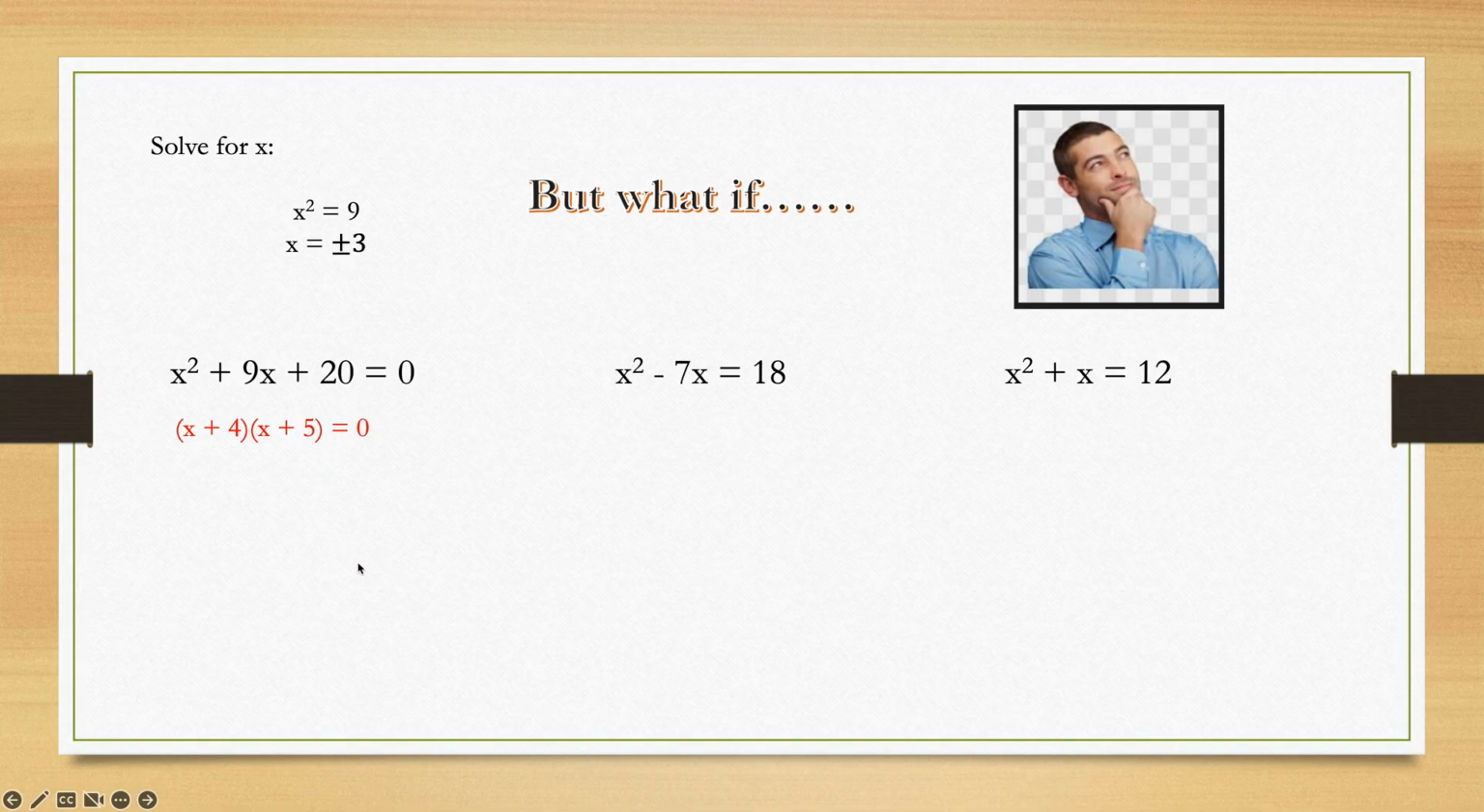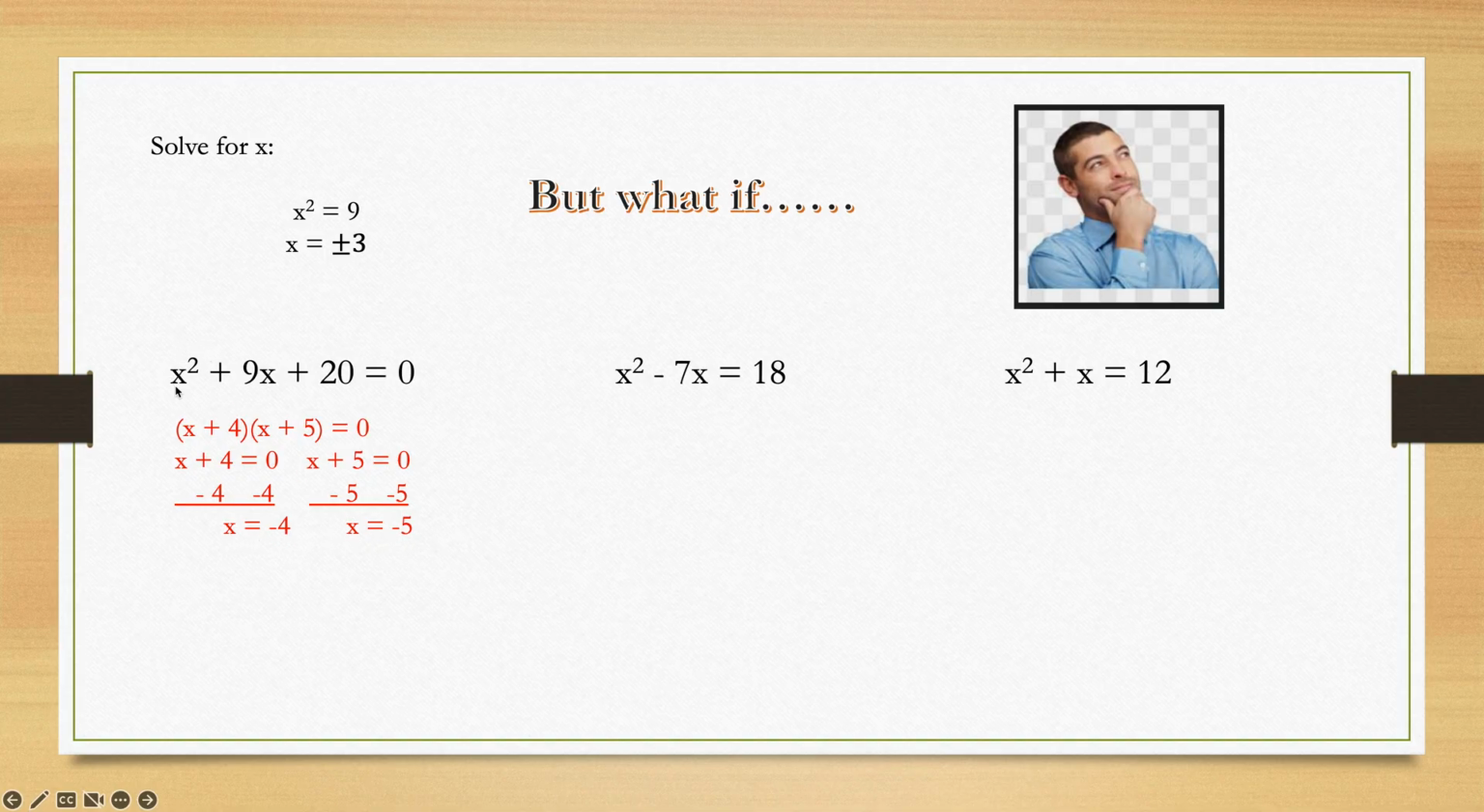Now, this binomial on the left times this binomial on the right is 0. So that means that one of them has to be 0. The only way to make 0 through multiplication, the product, is if one of the terms is 0, or both. So maybe it's the x plus 4, or maybe it's the x plus 5, or maybe it's both. So I solve each of them and I get two potential answers. X is negative 4 and x is negative 5.